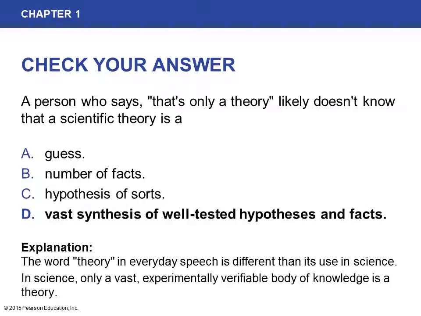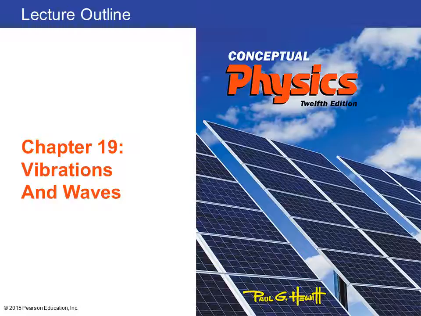The answer is a vast synthesis of well-tested hypotheses and facts. The word theory in everyday speech is different than its use in science. People in everyday speech will say "that's only a theory," meaning that it's only a guess, whereas in science it's pretty much the opposite. It's that we have a ton of information to support the idea. So a theory means that we've got a lot of information saying that idea is correct. So next we're going to move on to chapter 19, which is on vibrations and waves.